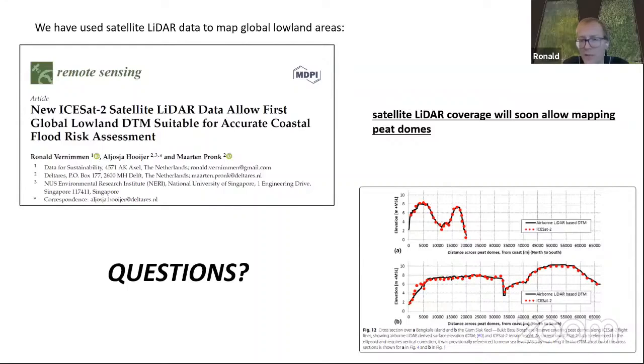And on land use, yeah, there are many land cover maps available, and I believe land cover maps.